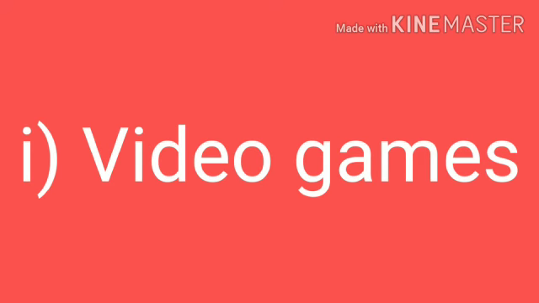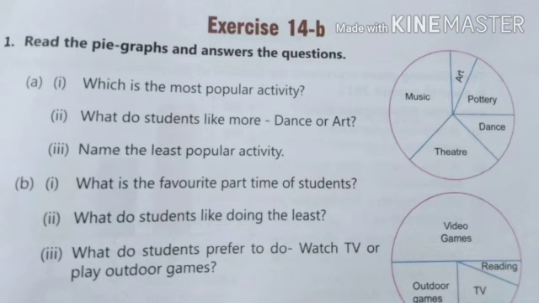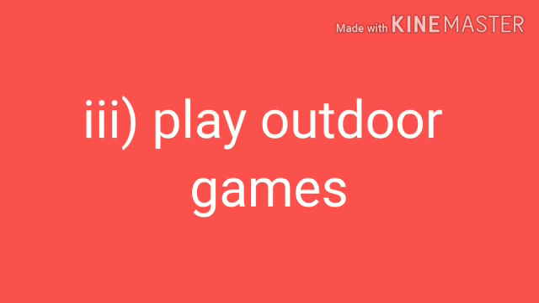Now, let us move on to next question. The next question is, what do students like doing the least? Just see the graph. Yes, the answer is reading. Now, let us move on to next question. What do students prefer to do? Watch TV or play outdoor games? Right, play outdoor games.